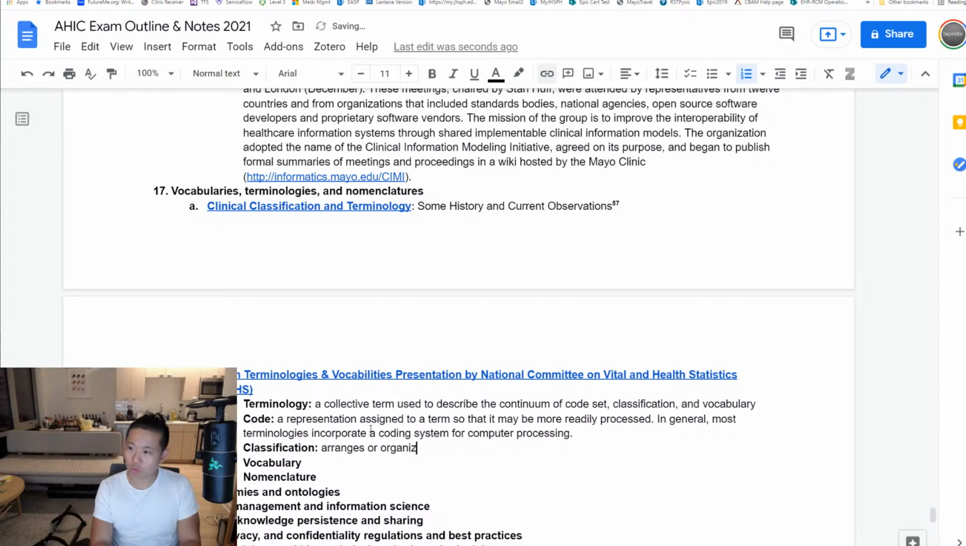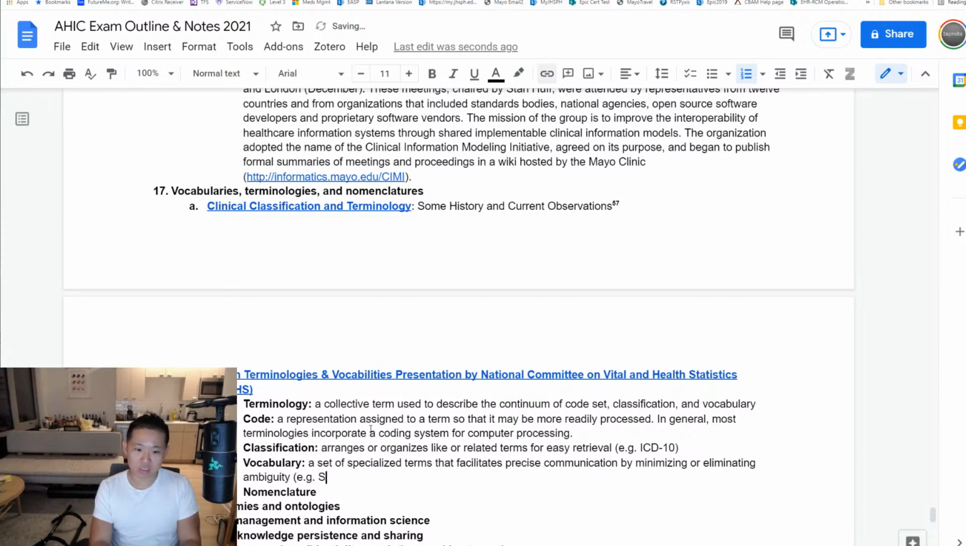Classification arranges or organizes like or related terms for easy retrieval. Like or related terms. So it's like groupings, if you will, right? An example is ICD-10. Vocabulary: a set of specialized terms that facilitates precise communication by minimizing or eliminating ambiguity, e.g. SNOMED CT.